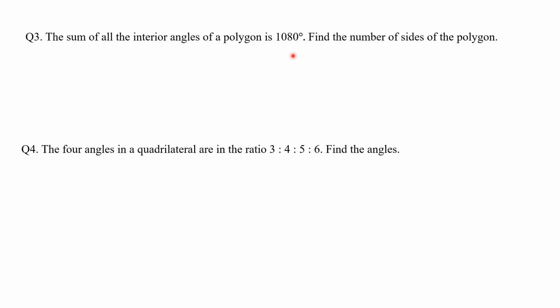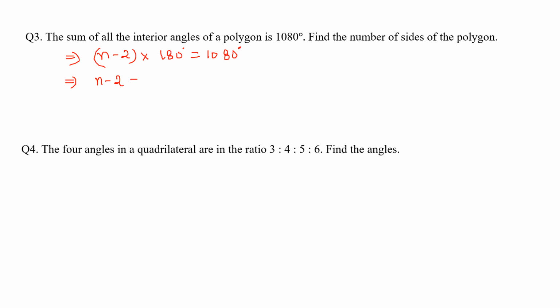Now in the previous cases, the number of sides was given and we were finding the sum of all the interior angles. Here the sum of the interior angles is given and we have to find the number of sides of the polygon. So we will use the formula. The sum of the interior angles formula is (n minus 2) times 180 degrees equal to 1080 degrees. Now we'll solve it and get the value of n.